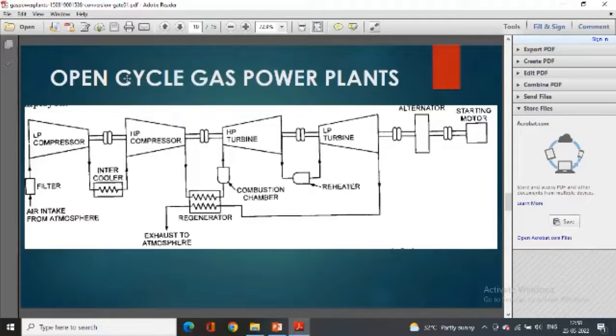In the regenerator, by using the temperature of the exhaust gases, the temperature of the air coming from the high pressure compressor is increased. That's why the efficiency of that power plant also increases.